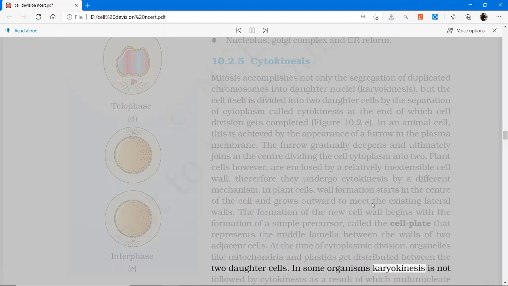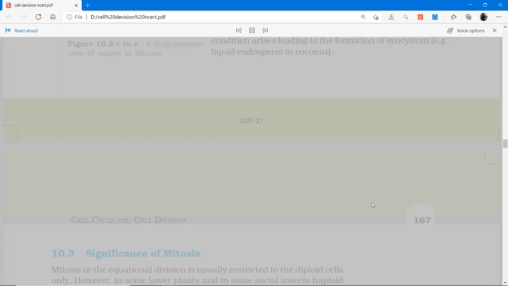In some organisms, karyokinesis is not followed by cytokinesis, as a result of which multinucleate condition arises, leading to the formation of syncytium, example liquid endosperm in coconut. Figure 10.2c-e, a diagrammatic view of stages in mitosis.